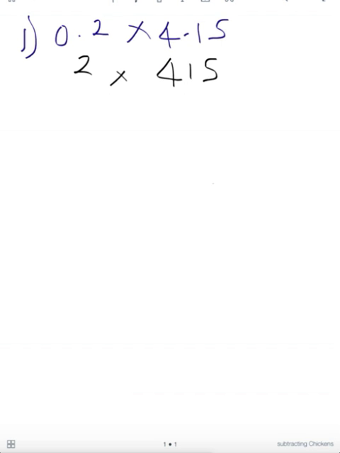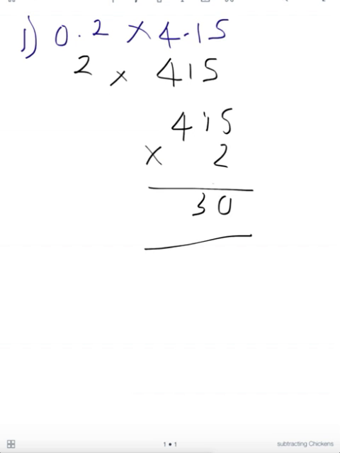But to show working out, we would have 415 times 2, and let's do our working out. 2 times 5 is 10, put the 0 down, carry the 1. 2 times 1 is 2, plus 1 is 3, and then 2 times 4 is 8. There's our 830. Now we know we haven't finished just yet. Because there are decimal places, we'll go back and count how many numbers there are after the decimal. So we've got 1, 2, and 3.